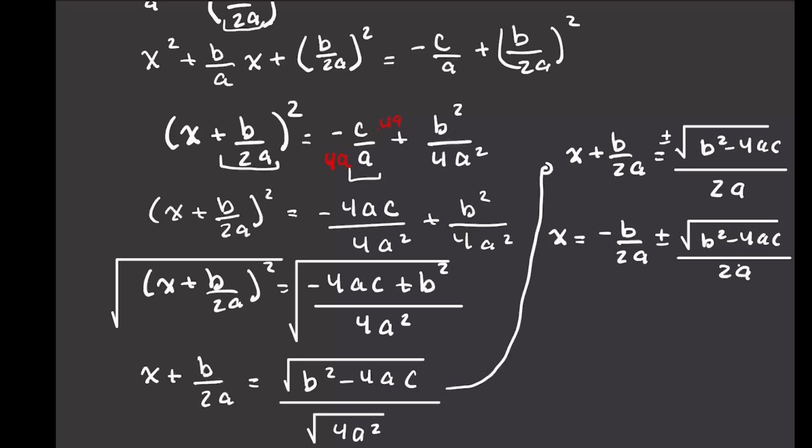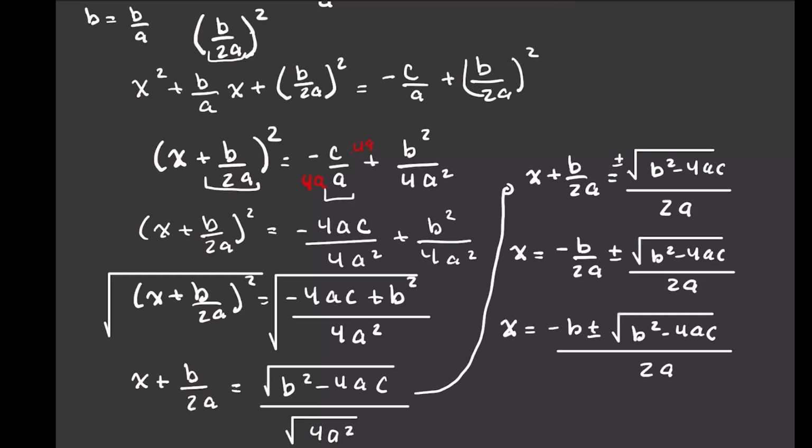Since these have the same denominator, I can just rewrite it as negative b plus or minus square root of b squared minus 4ac all over 2a. So notice right here from my results of completing the square of a generalized quadratic equation, I am able to obtain a formula that we can always use to solve for the x-intercepts of a quadratic equation, and what we call the quadratic formula.